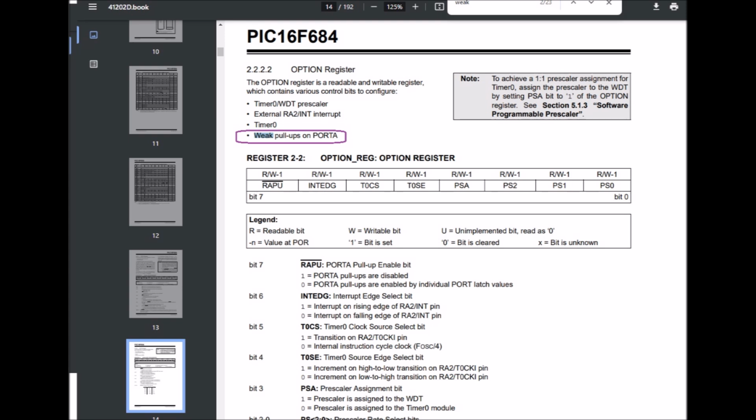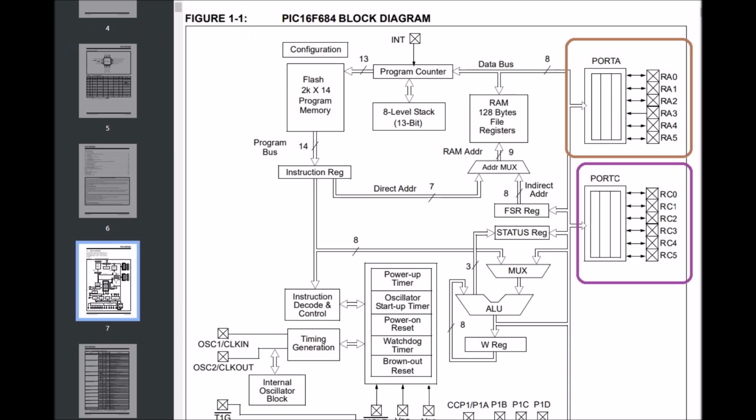Summary. And this is the summary of port A and port C. Port A and port C in the PIC16F684 are versatile GPIO ports used for interfacing with external components and peripherals. They can be configured for digital input or output and are multiplexed with several other functions such as analog inputs, timer inputs or outputs, and communication interfaces.